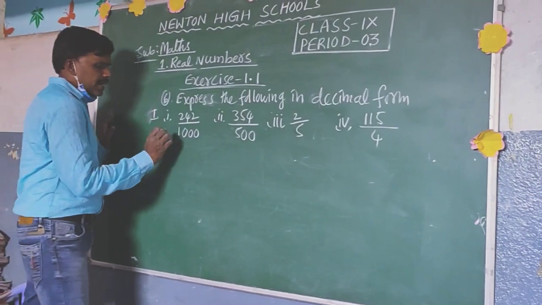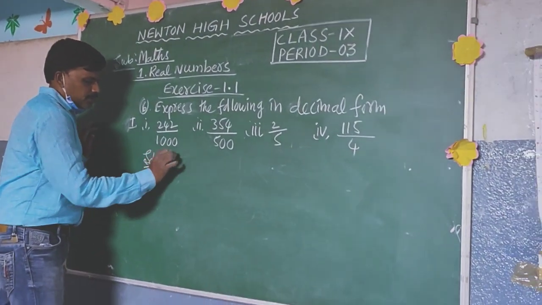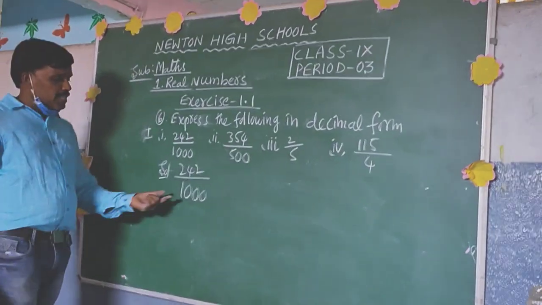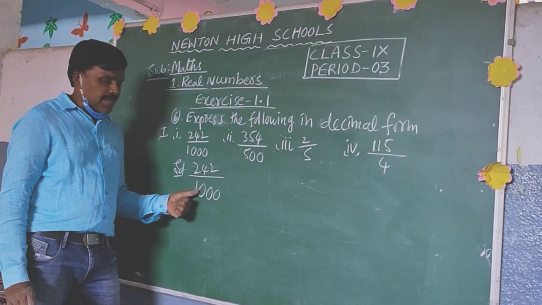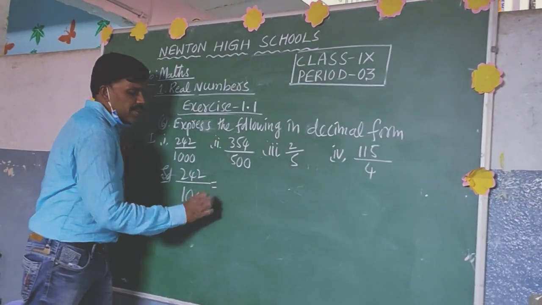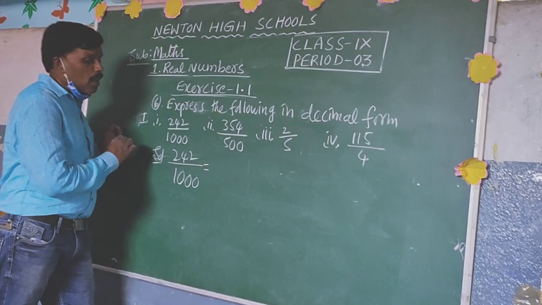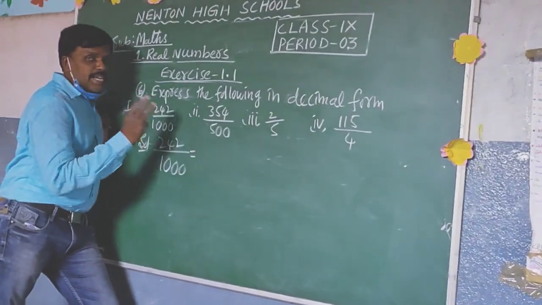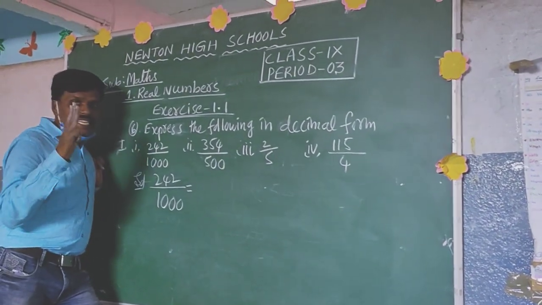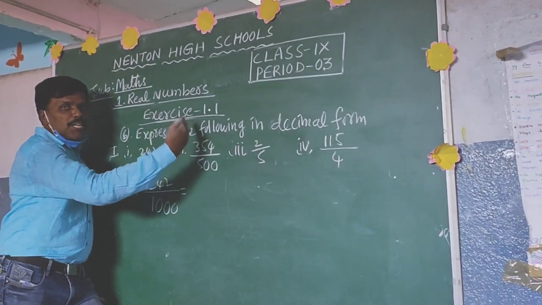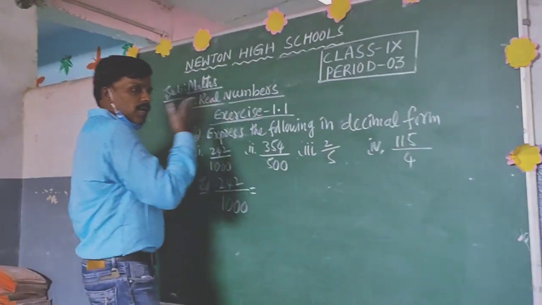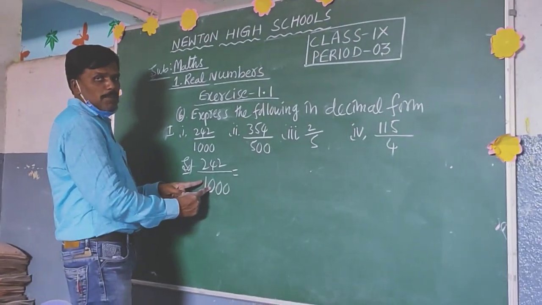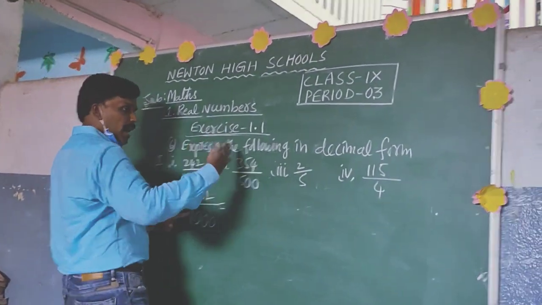Suppose 242 by 1000. 1000 is an exponent of 10, but how many zeros are there here? 3 zeros are there. So simply without doing actual division, we can find the decimal form of the given number. How to do that? If 3 zeros are there in the denominator, we have to put the decimal point after 3 digits in the numerator from right to left. Right to left. How many zeros are there here? 1, 2, 3. So we have to put the decimal point after 3 digits from right to left.